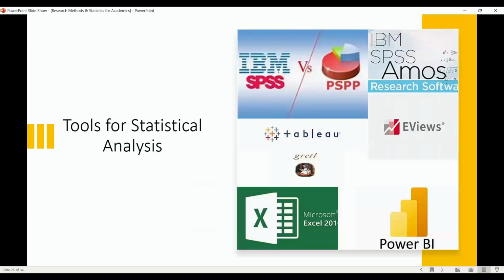So these are the important tools that are predominantly used in most research: SPSS, or you can use PSPP, which is completely open source; AMOS, PLS, Tableau, and most important, EViews, Power BI, Excel, Gretl. These are the predominantly used and most important statistical tools that a scholar has to know, and they are of great importance when you are performing an analysis.